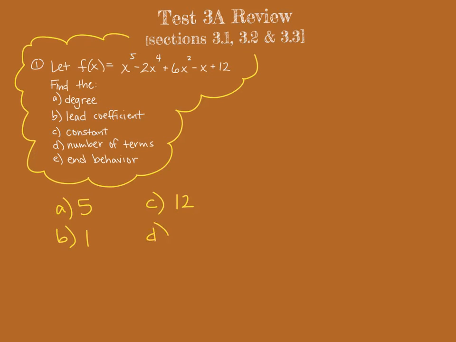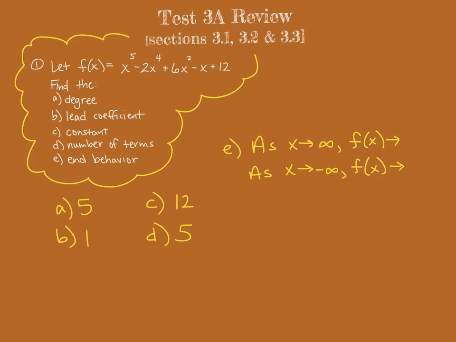The number of terms, we want to count how many terms we have. We see we have 1, 2, 3, 4, 5 terms. The number of terms does not have to be the same as the degree, it just happens to be that way here. And our end behavior is probably the trickiest part of this problem. We set up our right end behavior by saying as x approaches infinity, what does our function do or our graph do? And then our left end behavior as x approaches negative infinity, what does our graph of our function do there?